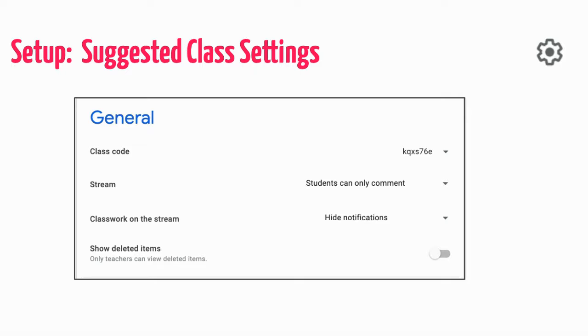Under the stream, the default is set for Students Can Post. We recommend that you change to Students Can Only Comment. That way, your stream will be uncluttered and more organized. You should also talk with your students at the beginning of the year and tell them what is appropriate and not appropriate comments. This would also be a great time to go over the acceptable use guidelines for technology.